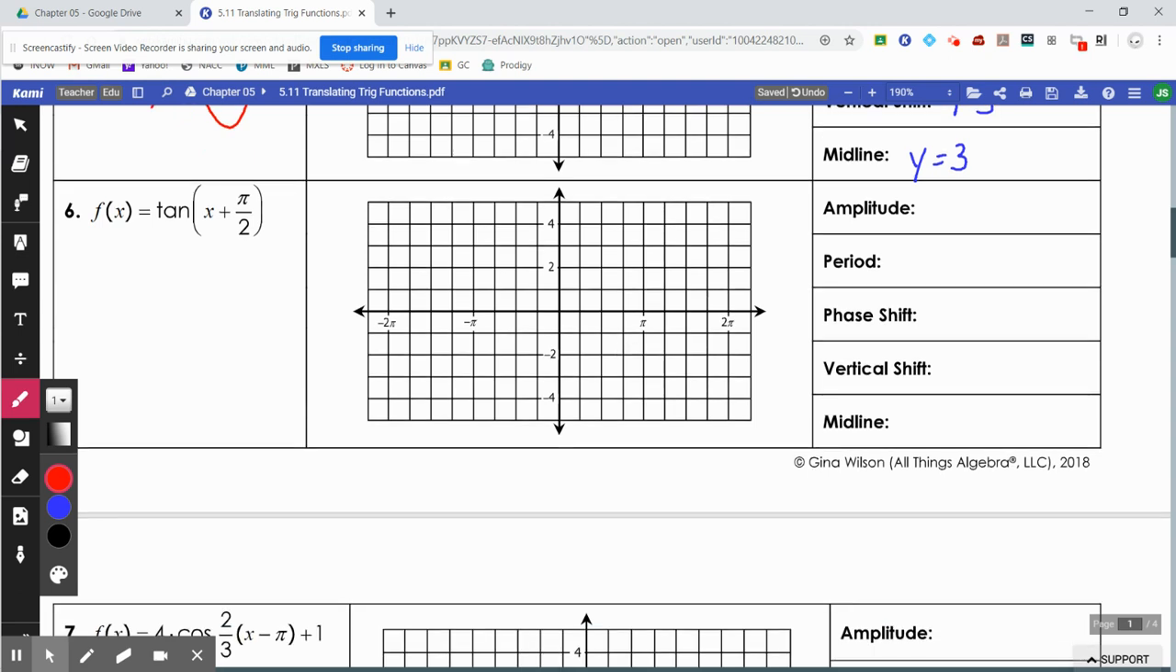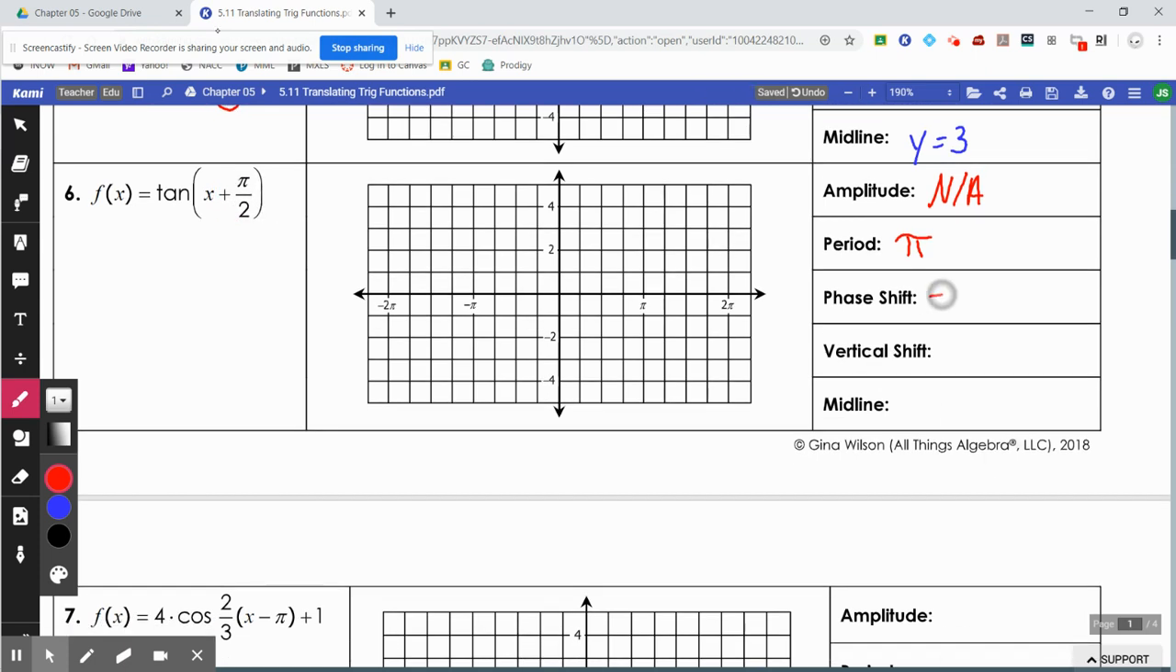Okay, the next one, amplitude. I'm going to put not applicable because since it's a tangent graph, you don't have amplitude for tangent graphs. The period of this thing, since it is tangent, a normal period for tangent is pi, and this one has not been stretched or compressed horizontally, so our period is still going to be pi. Our phase shift is right here. It's how far right or left my graph is shifted.